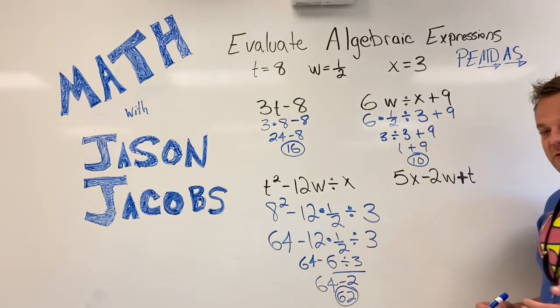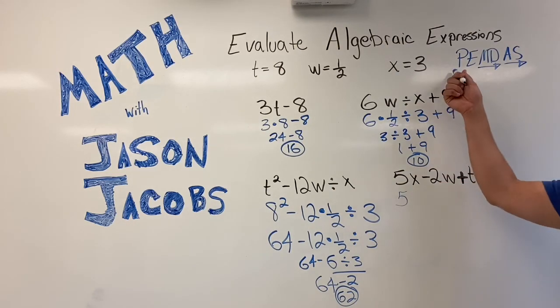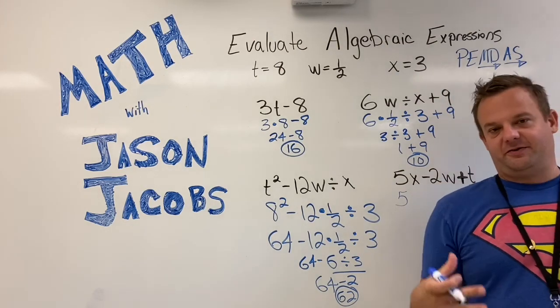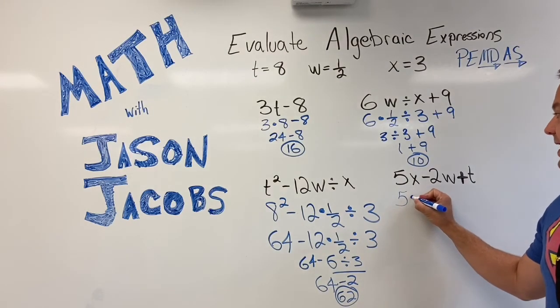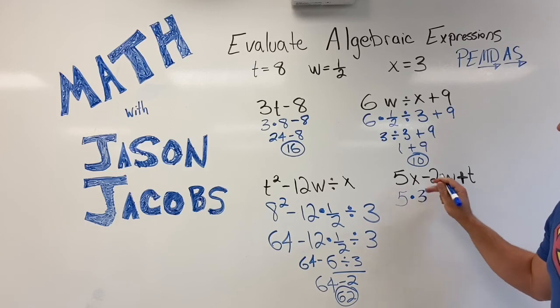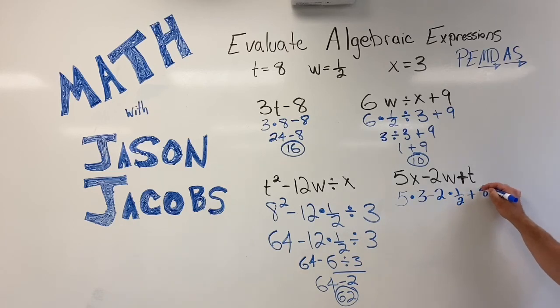Pause the video, give this one a try. All right, first things first, I'm gonna substitute these values in. I'm saying the word substitute these values in. Substitute, because that's what we do. You'll see that a lot. So 5 times 3, x is 3, minus 2 times 1/2, plus t is 8.